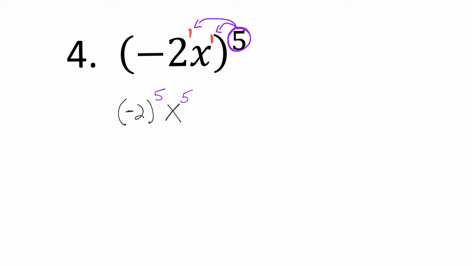But remember that if you have a negative inside of the parentheses and the exponent is odd, my answer has to be negative. So I'm going to have a negative number here, and then you will multiply, and you can use the calculator. But if you multiply the base, notice what I'm writing down: negative 2 times negative 2 times negative 2 times negative 2 times negative 2. That's 5 times. You keep the negative because it is inside of the parentheses. So when you multiply that, we are going to get negative 32. And then you bring down the x to the 5th power.